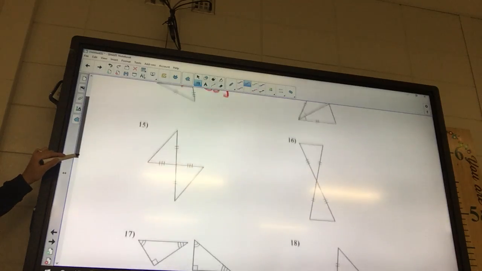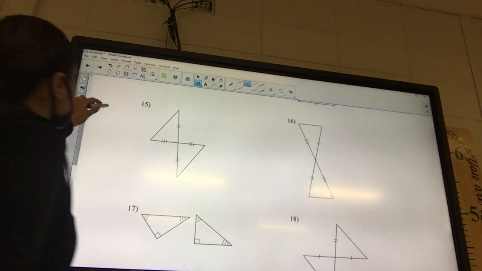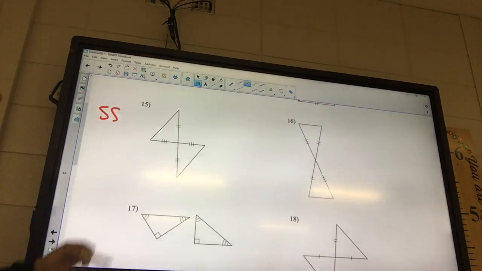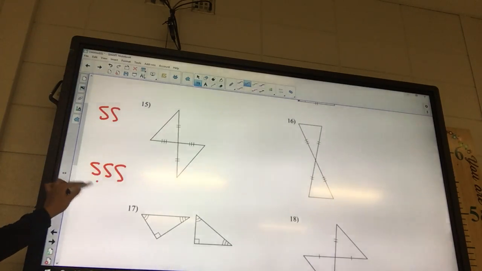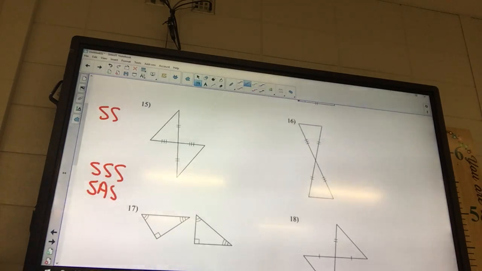Okay, 15. What are we given? We're given 2 triangles, and we're given 2 sides. Okay? So, could we cross anything off? Could we say it's for sure not a side, side, side, or a side angle side yet? We can't cross anything off because we have 2 sides marked, so we know 2 S's, right? Okay, so it could either be SSS or SAS. Because we have 2 S's, and these both have 2 S's, you can't really cross anything off yet.